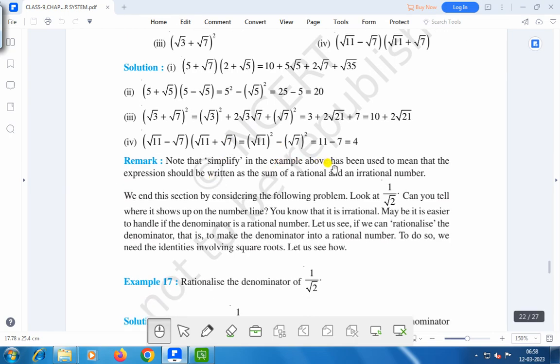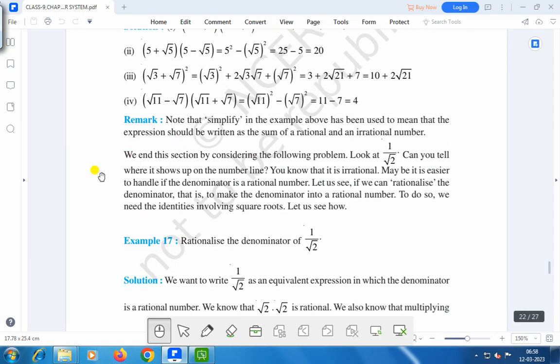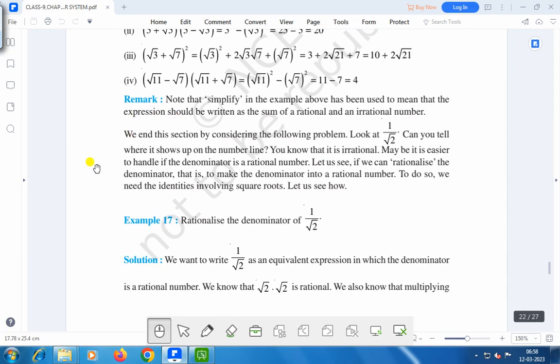Note that simplify in the examples above has been used to mean that the expression should be written as the sum of a rational and an irrational number. We end this section by considering the following problem.